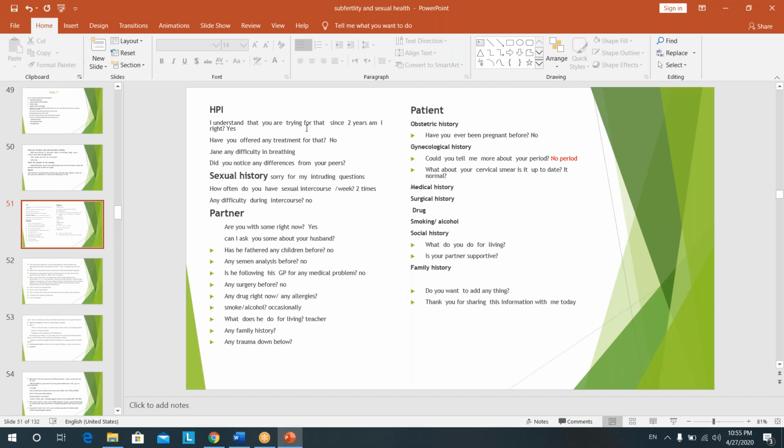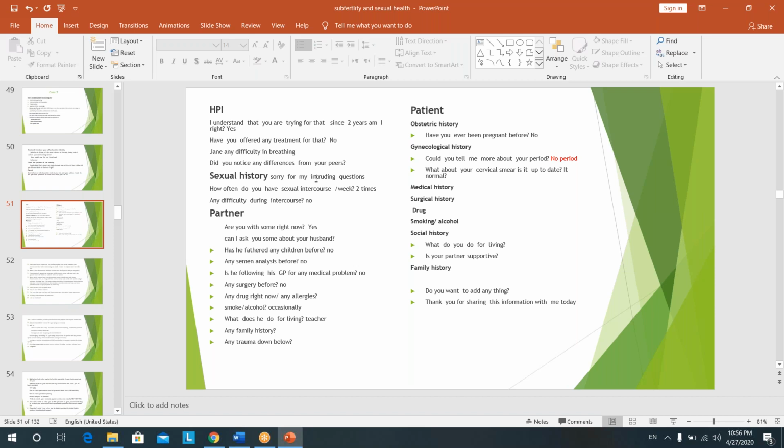Okay. I understand that you are trying for 2 years. Am I right? She will say yes. Have you been offered any treatment for that? She will say no. Jan, any difficulty breathing? Because you know that she has Turner syndrome, and Turner may have a cardiac problem, so you can ask about this. Do you have any difficulty in breathing? Did you notice any difference in your body? She will say, no, doctor, I'm okay, no problem. Okay, sorry for my intrusive questions.